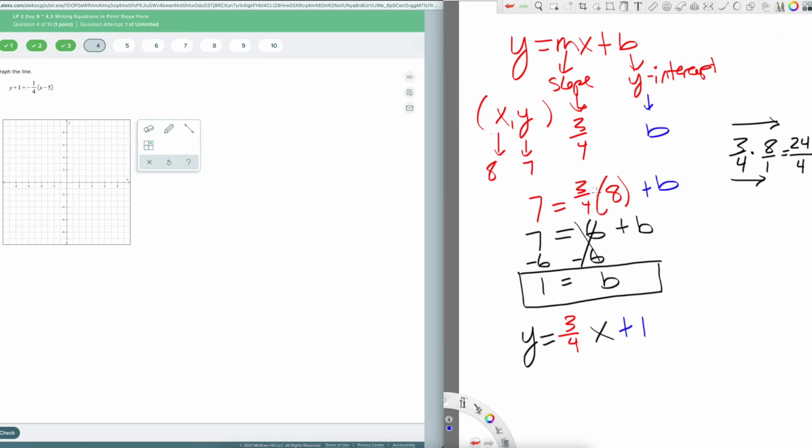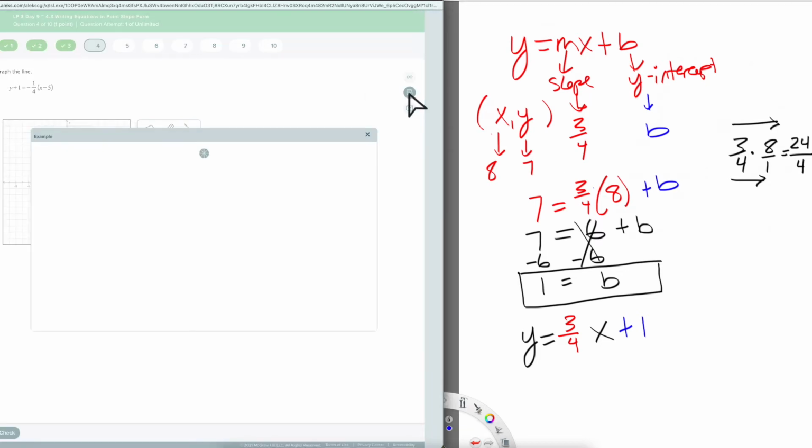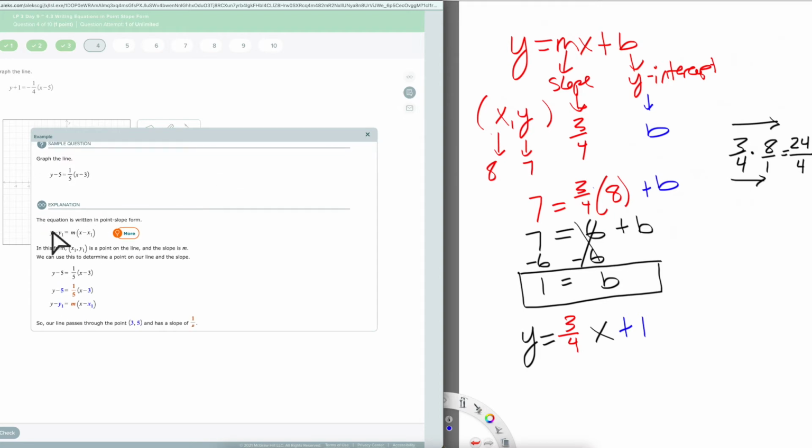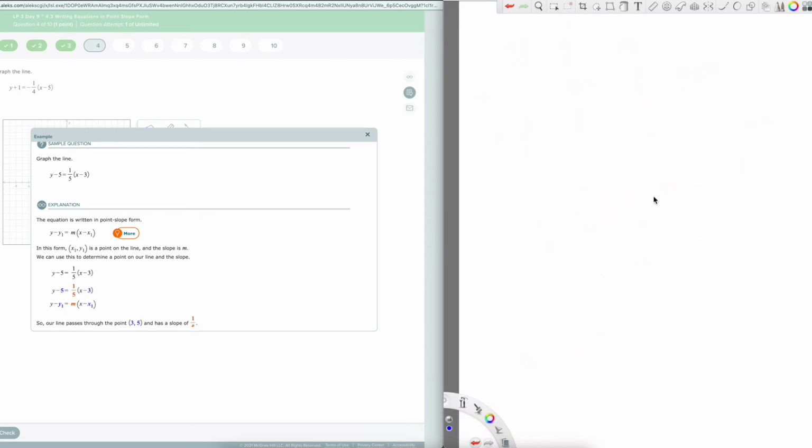Okay, so we're going to graph this line, and let's see, are they expecting us to know the formula quite yet? They are. So they're finally introducing us to this point slope. Let me go to eraser. I'm just going to get rid of all this stuff, and I'm going to write the point slope here at the top so that we can see it.